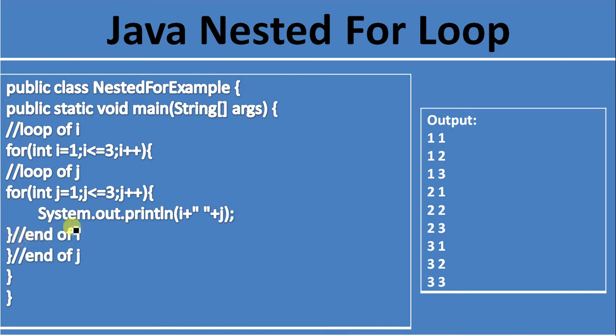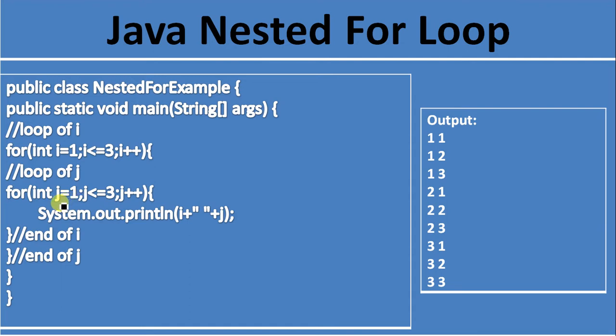Now control comes to the outer for loop. Now it will increase the value of i. i is 1 at this moment, but after the increment operator, the value of i will become 2. Now 2 less than equal to 3, yes, the condition is true. Again control comes to the inner loop.